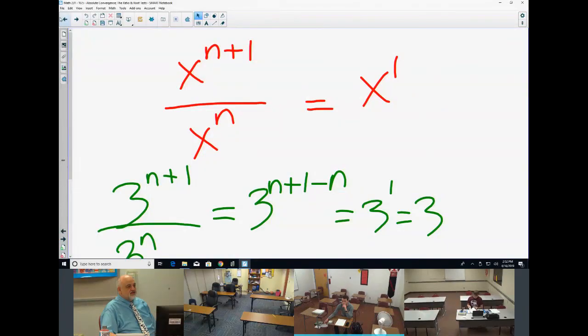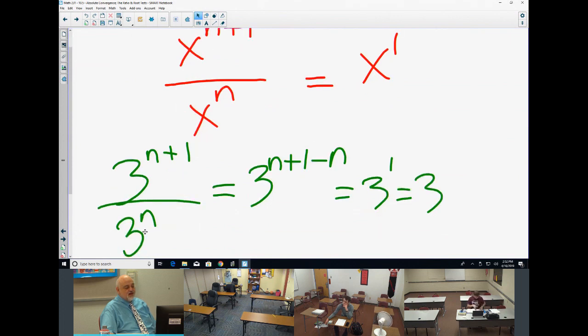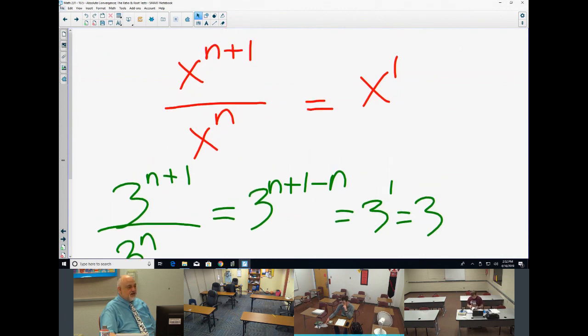So like here, if I have x to the n plus 1 divided by x to the n, when you subtract the exponents, you just get x to the first. Or if I have 3 to the n plus 1 divided by 3 to the n, when you subtract the exponents, you just end up with 3. Okay. Thank you. Sure.